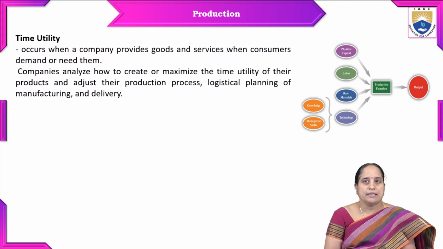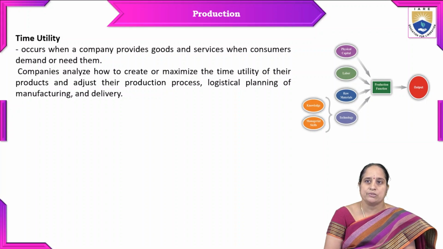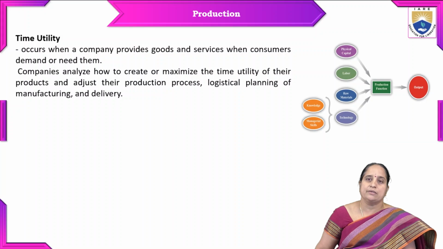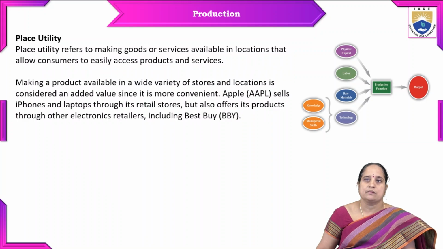So companies analyze how to create or maximize the time utility of their products and adjust their production process, logistical planning of manufacturing and delivery. So everything is done with systematic planning. They follow the time schedule, and based on that they produce the goods and services.